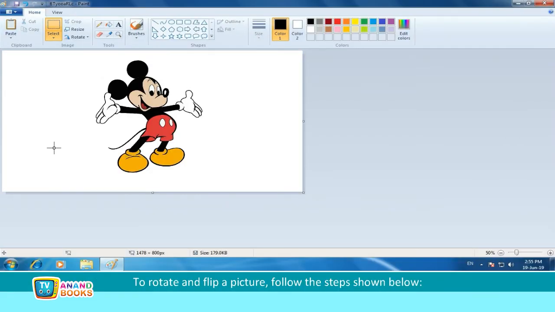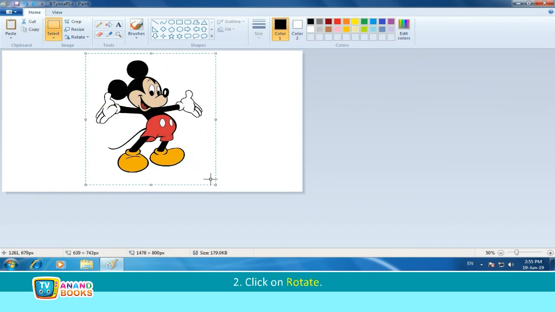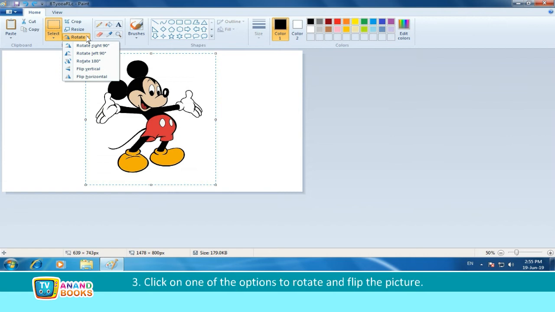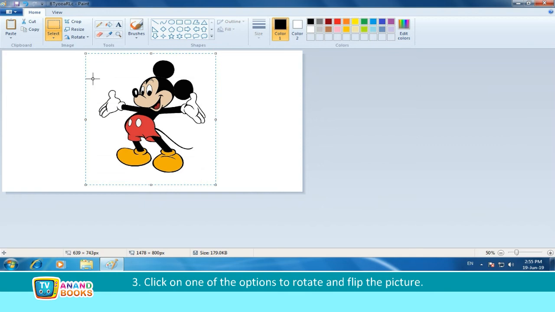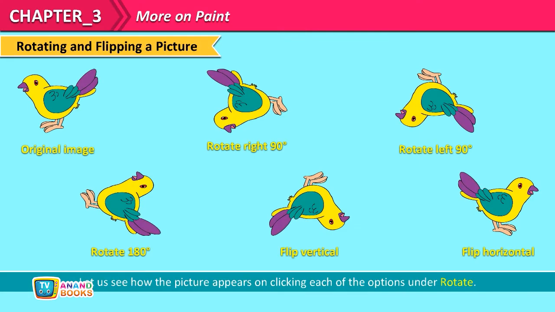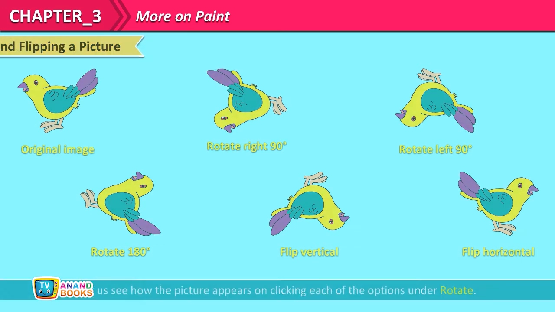To rotate and flip a picture, follow the steps shown below. First, select the picture. Second, click on Rotate. A drop-down menu appears. Third, click on one of the options to rotate and flip the picture. Let us see how the picture appears on clicking each of the options under Rotate.